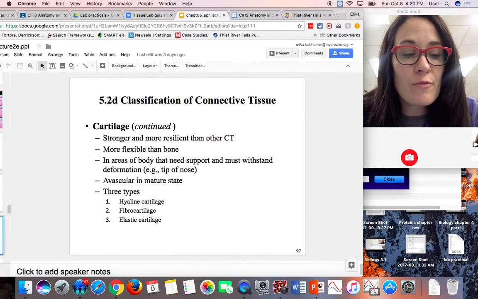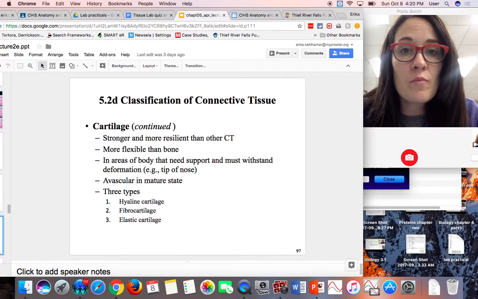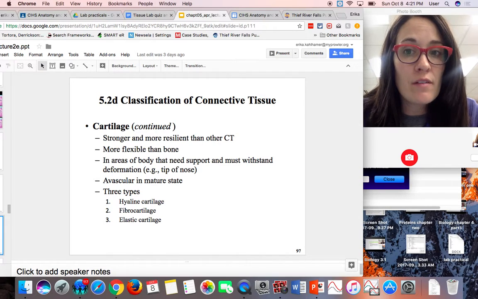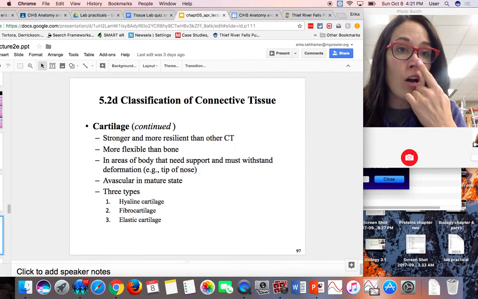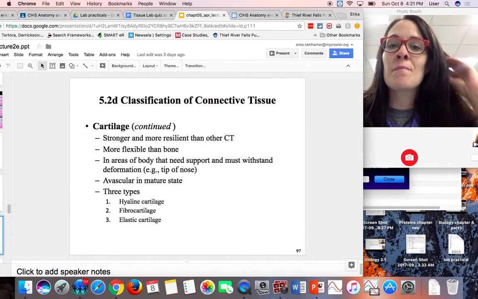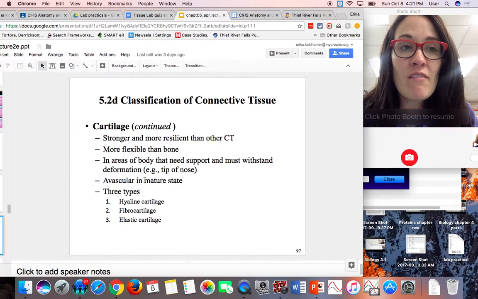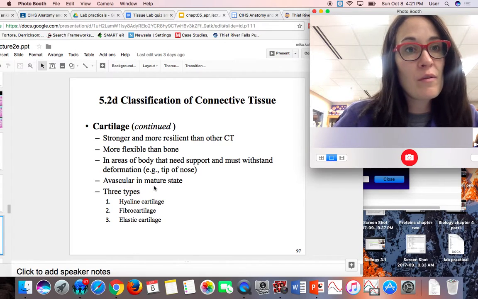So cartilage is, before we get there, cartilage is more flexible than bone. We still need it to support your body, but it can withstand deformation. Like your nose, it's strong, but you can manipulate it a little bit, cause it to change shape. The ear too, okay? It's avascular in mature state, meaning you don't have blood.